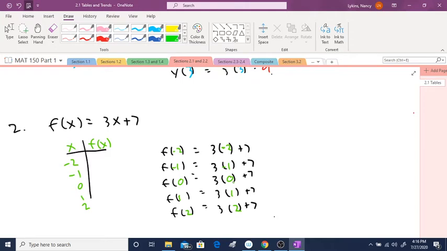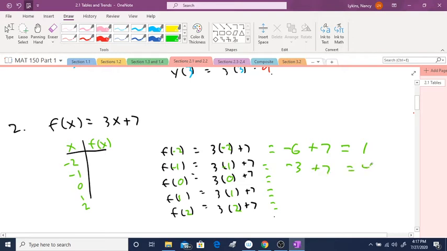So what is 3 times negative 2? It's negative 6. Negative 6 plus 7 gives me, so in math, negative 6 plus 7. Now, if you have a problem with negatives and positives, look at my YouTube videos on integers. Negative 6 plus 7 gives me a positive 1. Then I've got 3 times negative 1, which is negative 3, plus 7 gives me a positive 4.